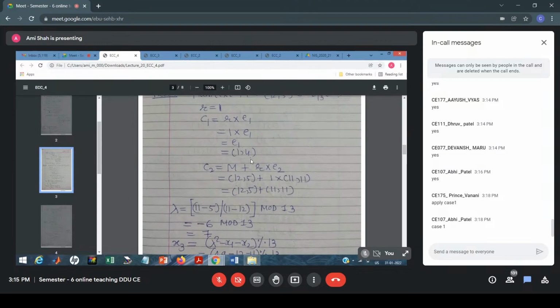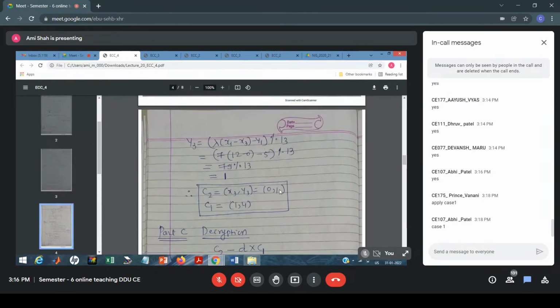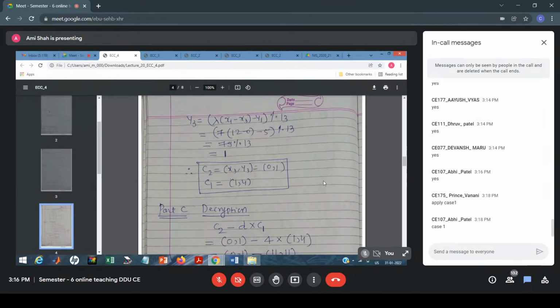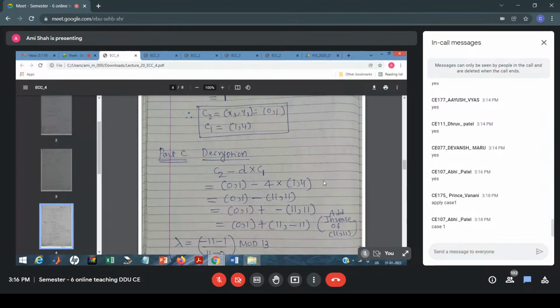The C1 that I'm getting is (1, 4), and for C2 what I'm getting here is (0, 1). So these are the two ciphertexts that are created. Now, once a ciphertext is created, all of you know that I send this ciphertext to Bob. Now what will Bob do? Bob decrypts it with the help of his private key D.